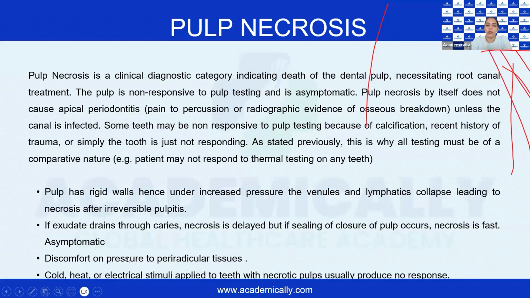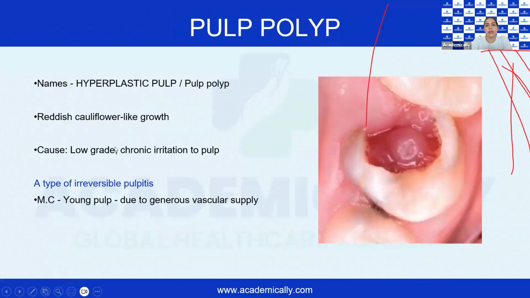Then discomfort on pressure to periradicular tissues. It goes deeper and creates a periapical abscess per se. Cold, heat, or electric stimuli applied to teeth with necrotic pulps usually produce no response. If it is necrosis, the A-delta and C fibers are dead, so it produces no response. So that is one of the determinants of pulp vitality tests when we say that the tooth is dead. It needs to go for RCT. Then this is one of the pulp conditions.